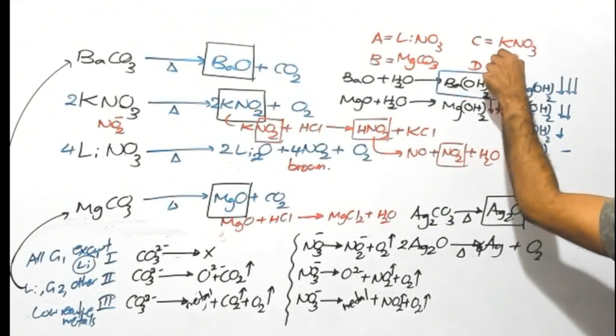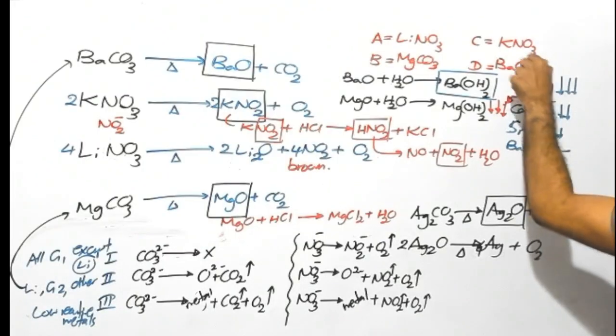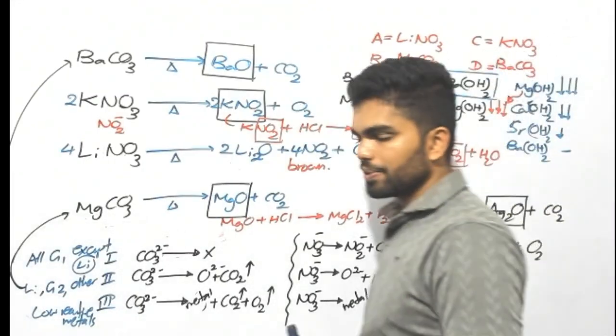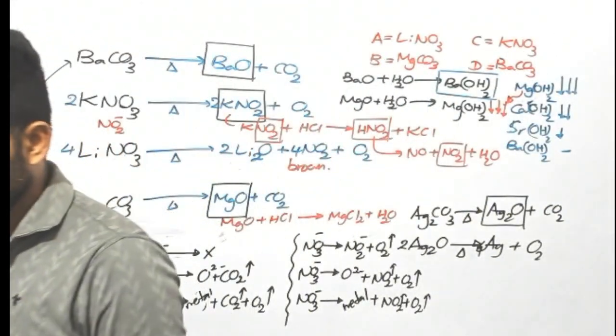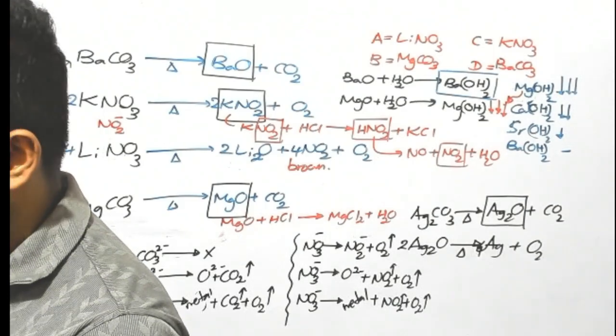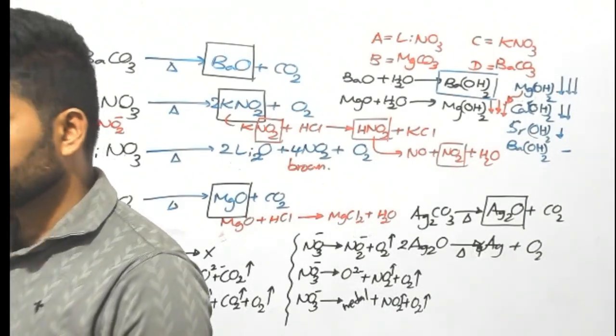Okay, so then D must be barium carbonate. So that's how you argue and come to the answer. Now you can understand, it is a very good question and it is not only from the S block.